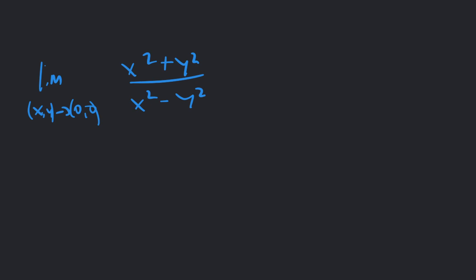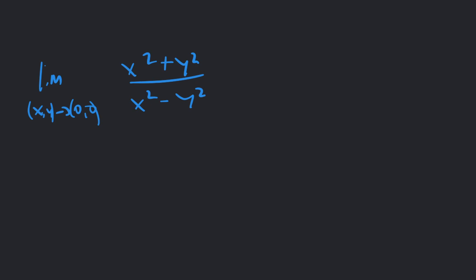Limits can be taken for multivariable functions, but now it's a little bit more complicated. For example, if we want to find the limit, we write it like this now, and it goes to a certain point, and we're taking this and this into the point.